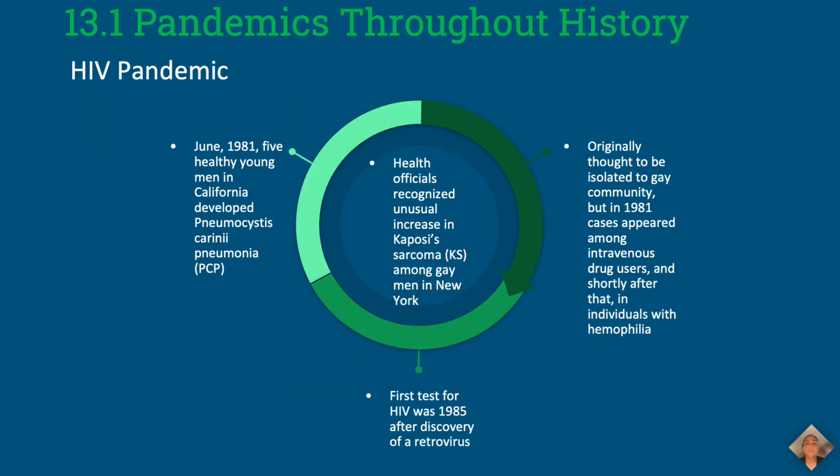The HIV pandemic. In June of 1981, 5 healthy young men in California developed PCP, and health officials recognized this really unusual increase in KS among homosexual men in New York. So this was originally thought to be isolated to the homosexual community, but in 1981, cases appeared among intravenous drug users as well, and shortly after that in individuals with hemophilia. The first test for HIV was in 1985 after the discovery of the retrovirus.